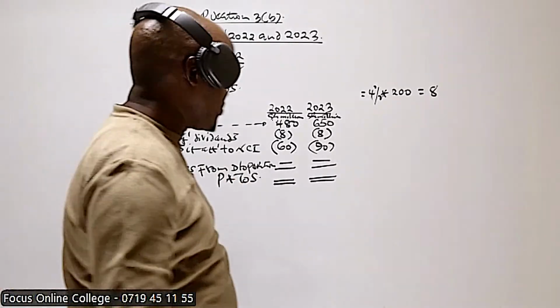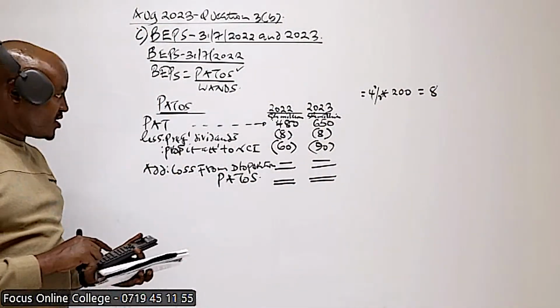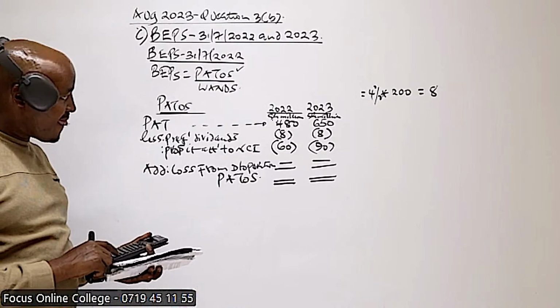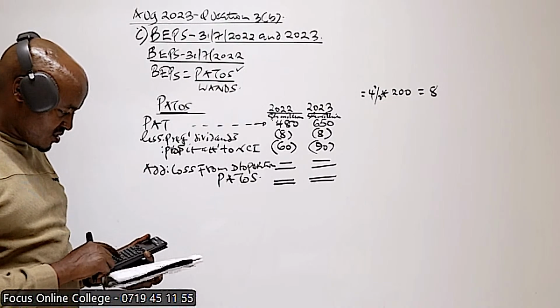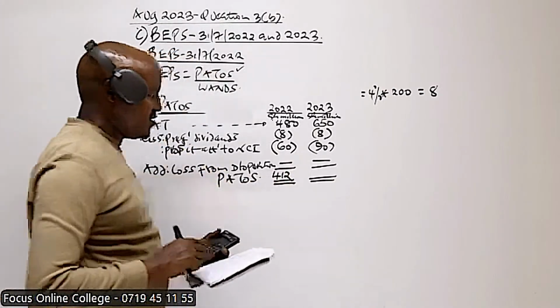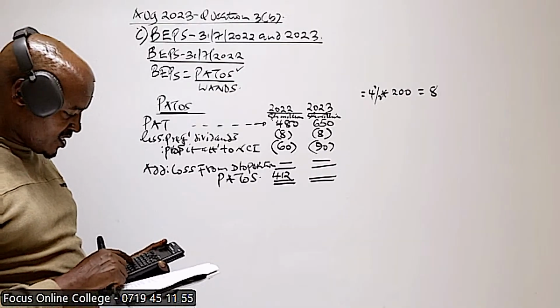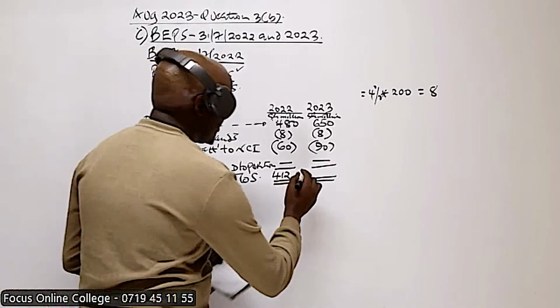So what will be the PATMI for the year 2022? It will basically be 480 minus 68, and that will give us 412. We do the same: we take 650 minus 98. And basically this will give us what?